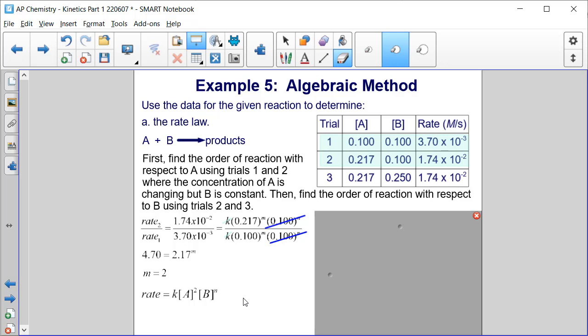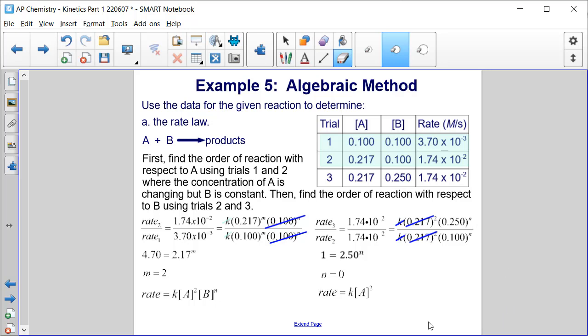So here's what we know of our rate law so far. It's equal to K times concentration of A to the second power times concentration of B to some power N that we don't know yet. So now let's use experiments 2 and 3 to find the value of N. So the rate in experiment 3, 1.74 times 10 to the minus 2, equals K times concentration of A, 0.217. Now notice I put a squared here, right? Because I know the value of that M now. Times the concentration of B in experiment 3, 0.250 to the N power.